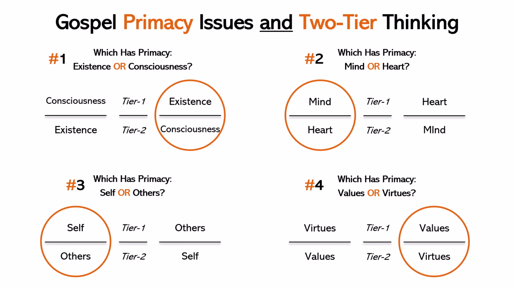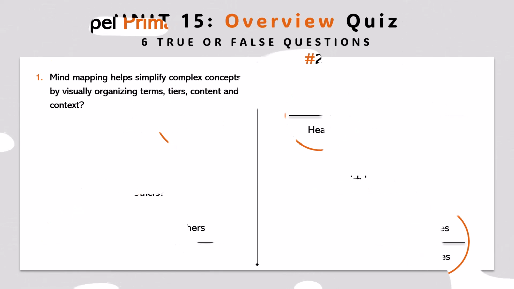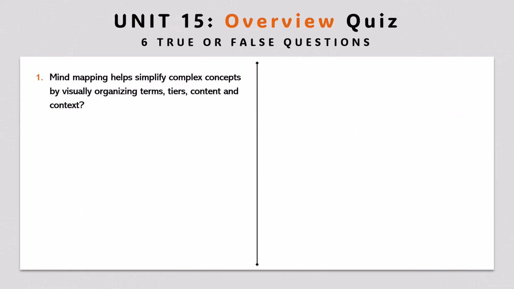Answer: values. Explanation: values have primacy because they define what is important or worth pursuing, and virtues are the habits and actions that express and uphold those values. In this exercise, there are 6 true or false questions. Question number 1. Mind mapping helps simplify complex concepts by visually organizing terms, tiers, content, and context.